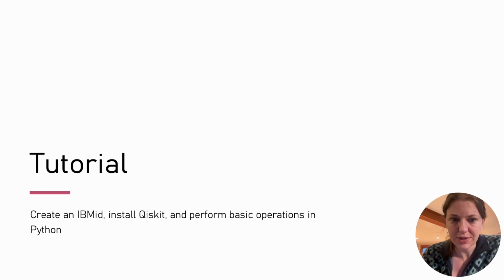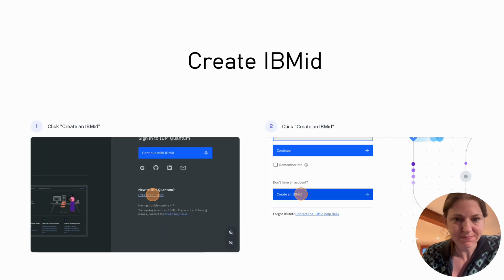So now we're going to walk through the tutorial of how to create an IBM ID so that you can access the platform and get your API token, and then install Qiskit and perform basic operations in Python. First we need to create an IBM ID. This process is fairly straightforward. Go to quantum.ibm.com and then follow the steps to create an IBM ID by providing the information that they ask for. And then you can log into the platform and see that API token that we saw on the previous screen.